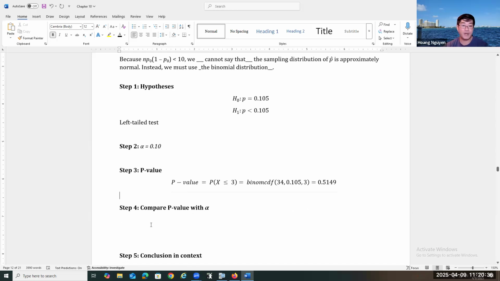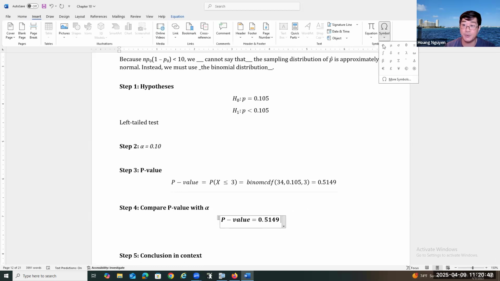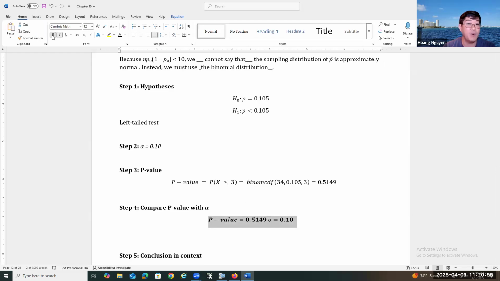Now, step number 4, we're going to compare the p-value and alpha. The p-value we just got from step number 3 is 0.5149. And alpha from step number 2 is 0.10. When you compare the p-value and alpha, is the p-value less or more? The p-value is 0.51 and alpha is 0.10. So the p-value is more than alpha.